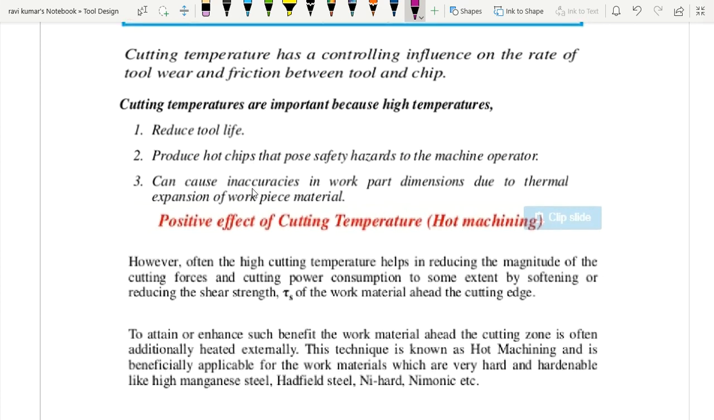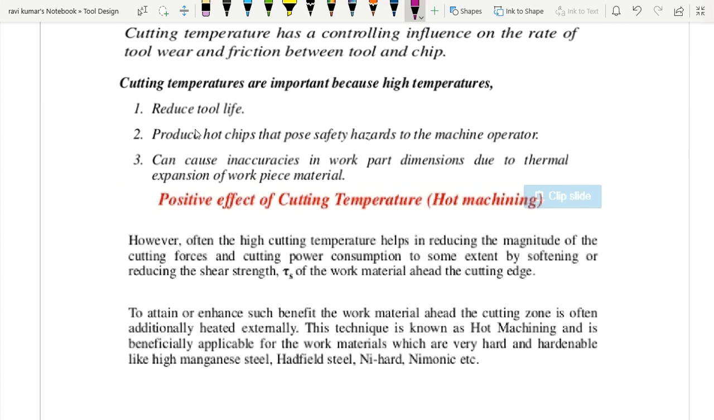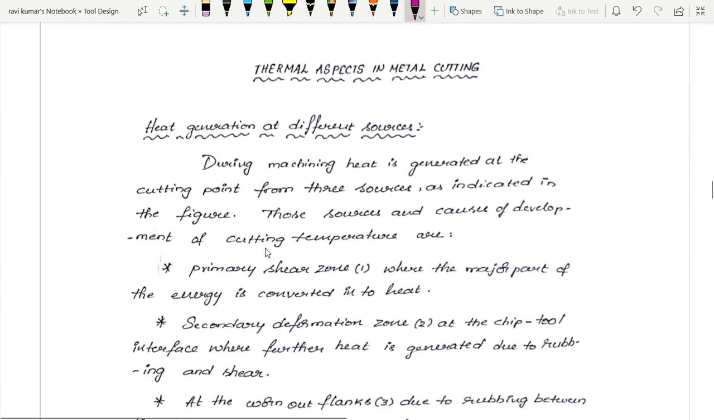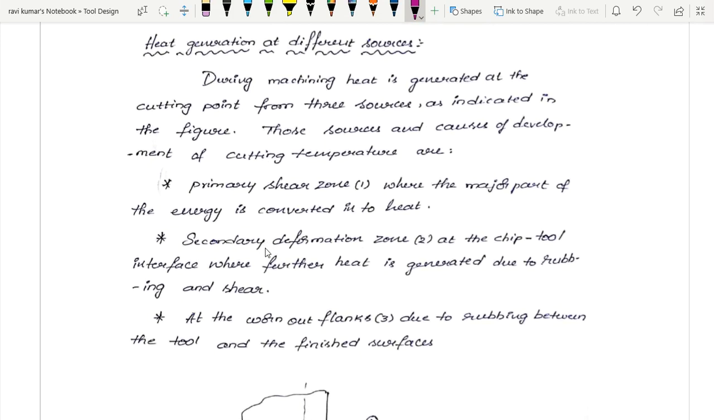When I talk about the cutting temperatures, I have to understand them in a proper way because I have to reduce the cutting temperature. Otherwise, the life of the tool shall be disturbed. Similarly, hot chips pose a safety hazard. They can also cause inaccuracy in work part dimensions on account of expansion of the workpiece material, right? So thermal expansion is one effect, safety hazard is another effect, loss of tool life is another effect, right? In this context, one should discuss what the sources of heat generation are.